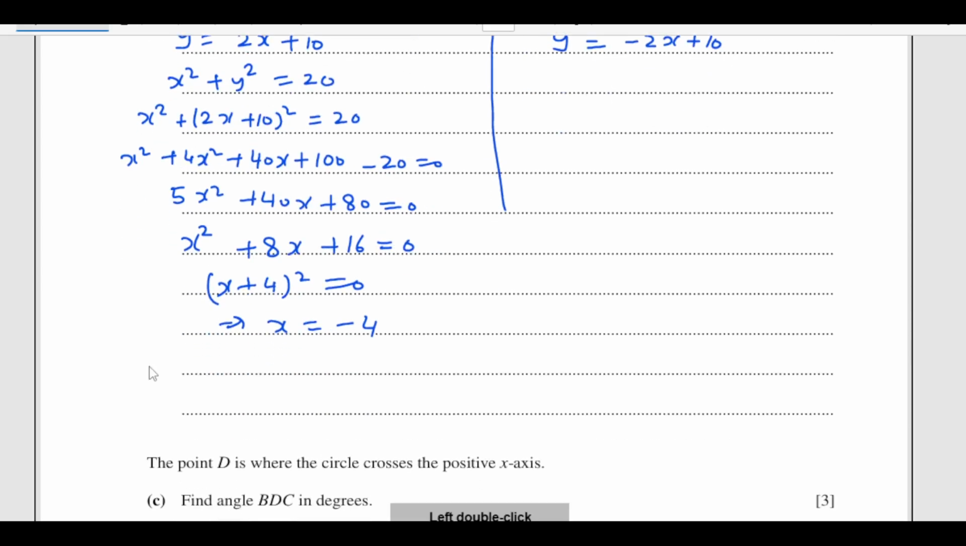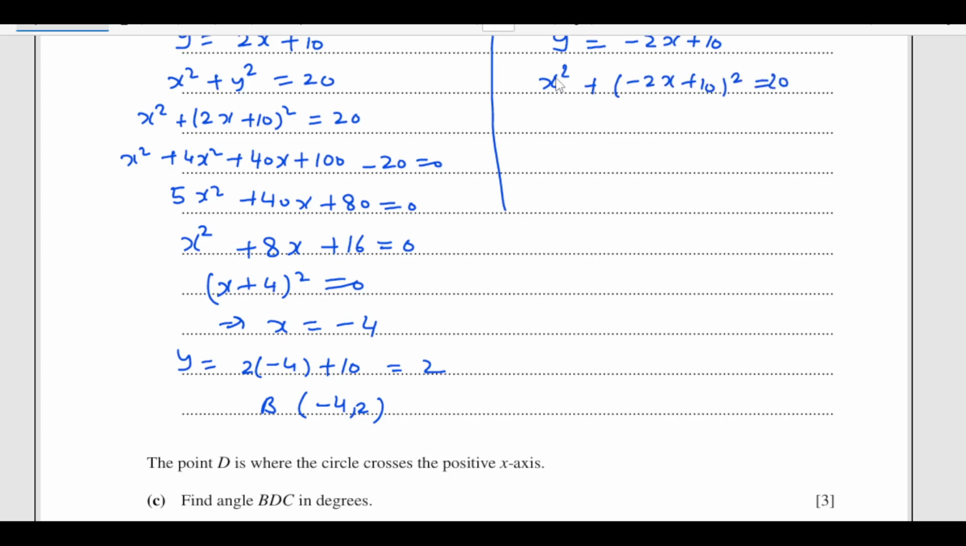When x is negative 4, what is y? So y is going to be 2 into minus 4 plus 10. So this gives us 2. So point B we got is (negative 4, 2), right? Similarly we will do this for the other one. So x squared plus (minus 2x plus 10) squared equals 20. So this comes out to be x squared plus 4x squared, just expand the brackets, minus 40x plus 100 minus 20 equals 0. So this comes out to be 5x squared minus 40x plus 80 equals 0. Again divide by 5.